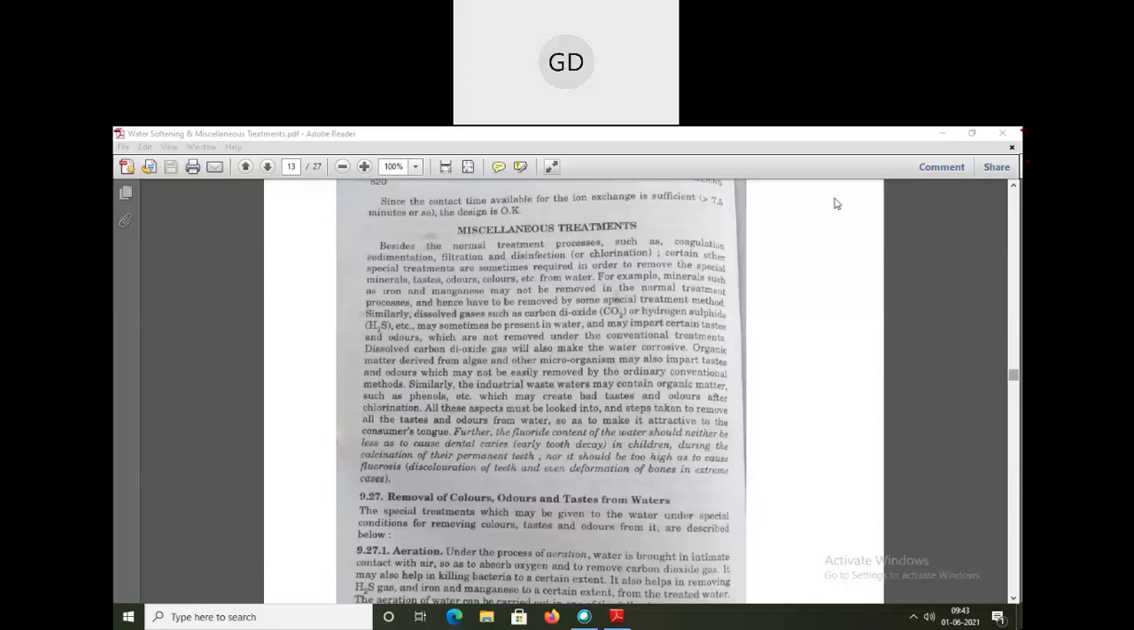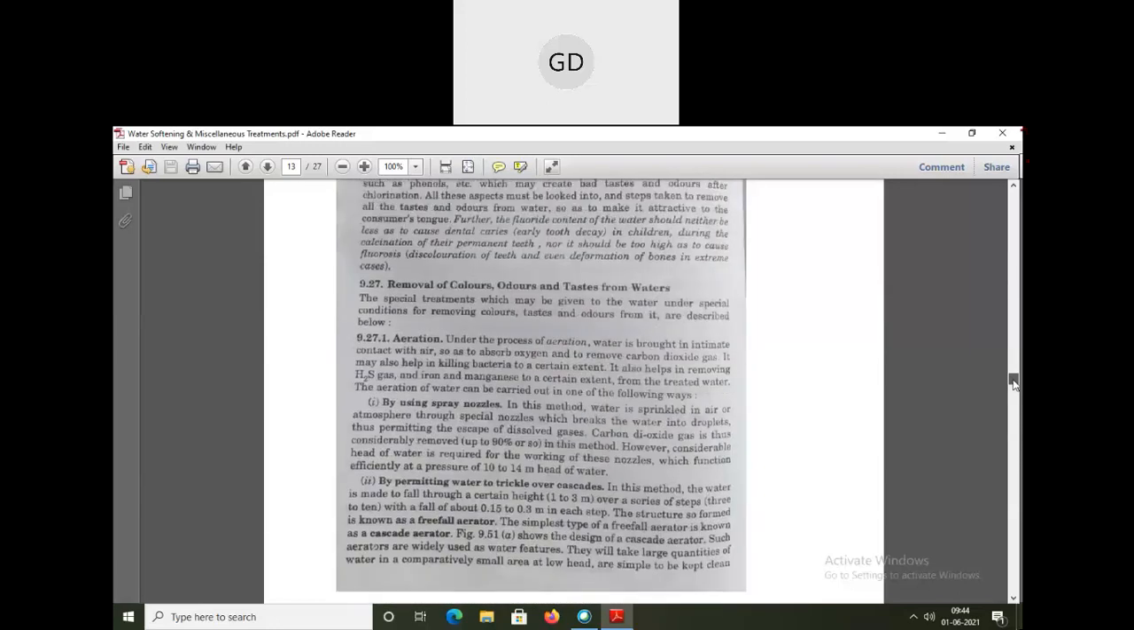Just now I told you that you have to remove the fluoride content of the water, so that it doesn't cause any dental caries in children. Because of all these things, you need the miscellaneous treatments before you supply the water to the consumers. First of all, we will come to how to remove the colors, odors and taste from water. You have to remove them by giving some special treatments, and there are some processes.